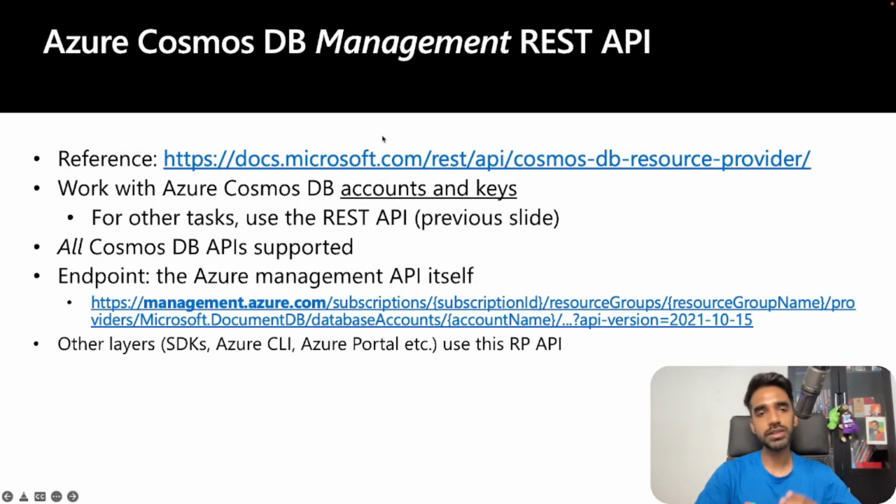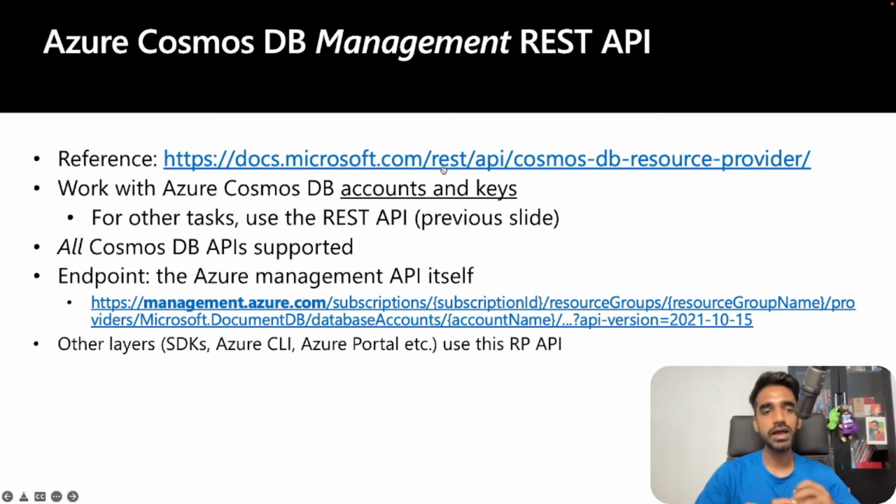Very briefly on the management API, or the resource provider API, this is the one you typically use on the Cosmos DB account, and also if you need to list down the keys or do the management operations. So this is the reference for the resource provider API which you can refer. This API supports all Cosmos DB API accounts such as NoSQL, Mongo, Cassandra, Table and Gremlin.